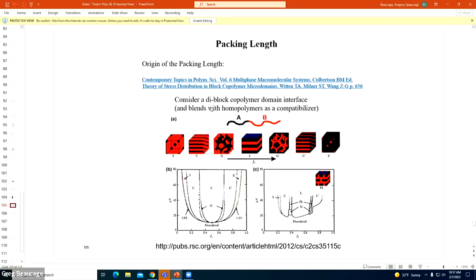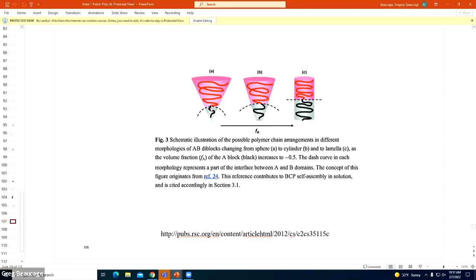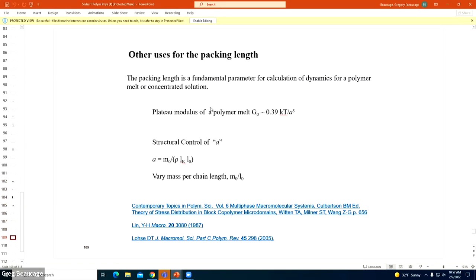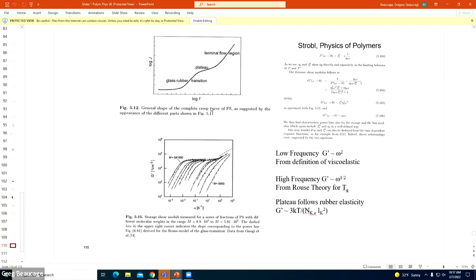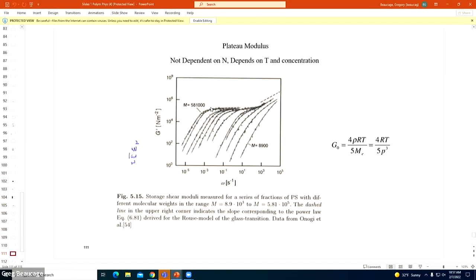The other one is a thing called the packing length. It's also like 10 to 50 angstrom. It occurs only in the melt or in concentrated solution, but it's a number you can use to predict the plateau modulus. G prime goes up, this is the flow region, and then it reaches this rubber elasticity where the entanglements are governing it. You get a number for this G naught. It's inverse to the molecular weight. Turns out there's a size scale, this packing number, that decides that.